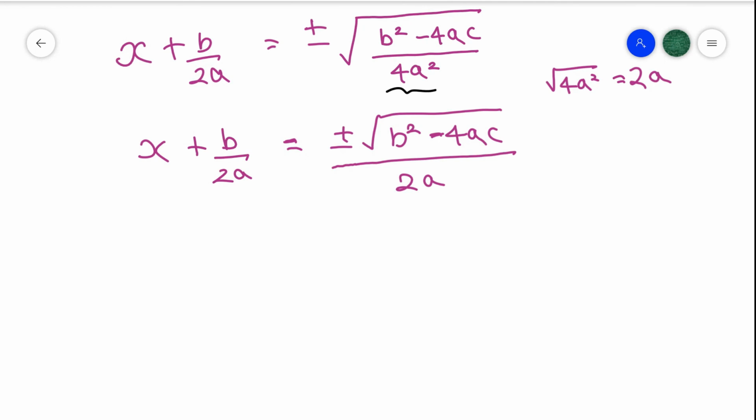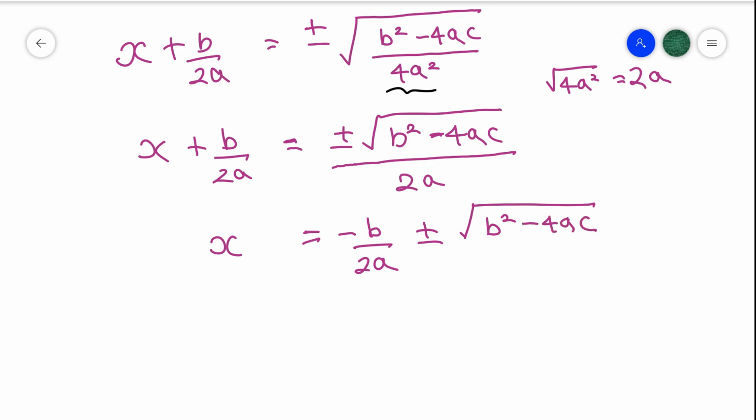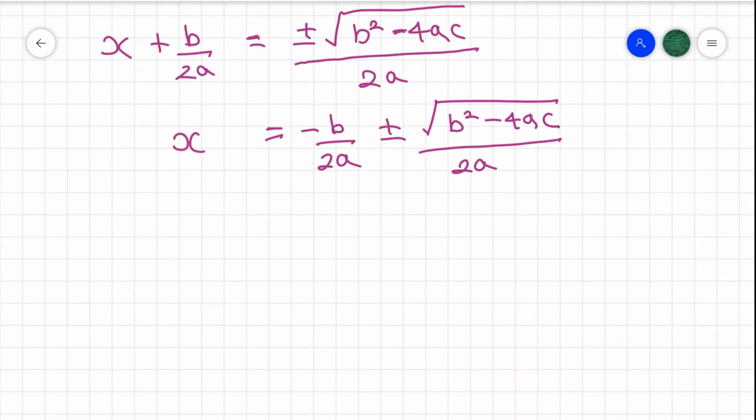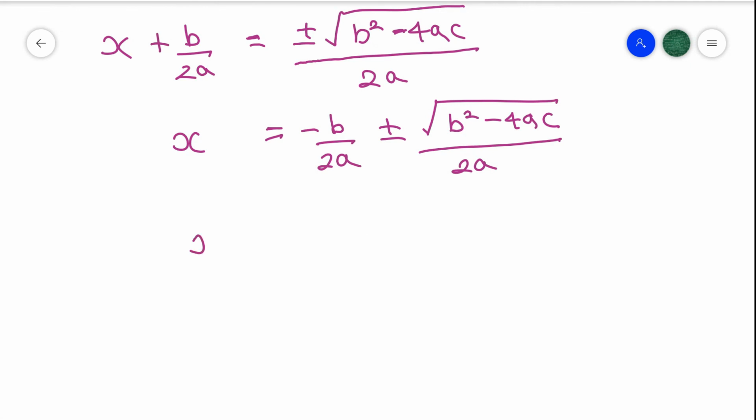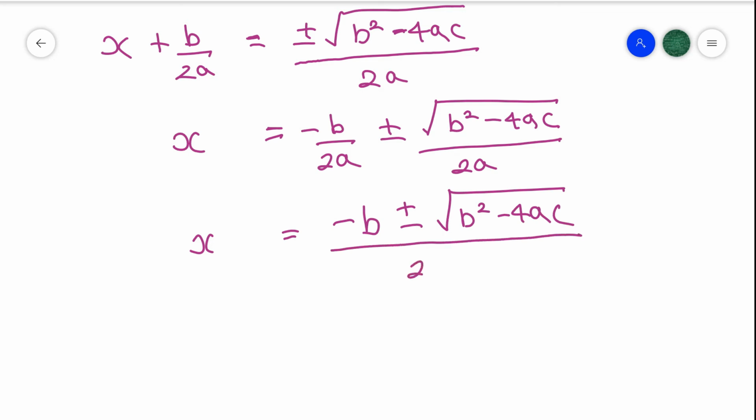Next, we can move the other constant term b over 2a to the right hand side as well. It goes there as a minus b over 2a. So plus or minus square root of b squared minus 4ac divided by 2a. Again, we can see that the denominators are common now, 2a and 2a, which means we can combine the numerators: minus b plus or minus square root of b squared minus 4ac, divided by 2a. Right, so that is what we were after.